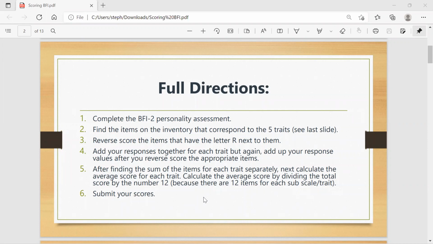The way that you do this is you calculate the average score by dividing the total score by the number 12, because remember how I showed you there were 60 items. Each of the big 5 has 12 items that go along with it. So there are 12 items for each subscale, which corresponds to each of the big 5 traits. And then you submit your scores. If this didn't make a lot of sense because you need some visuals, I will go ahead and take you through this process fully right now.